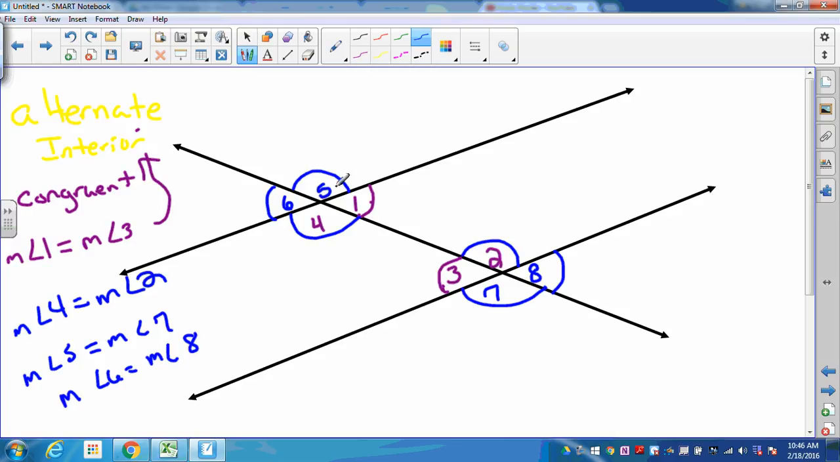Okay, so this is just a visual diagram of the definitions of alternate interior and alternate exterior angles.